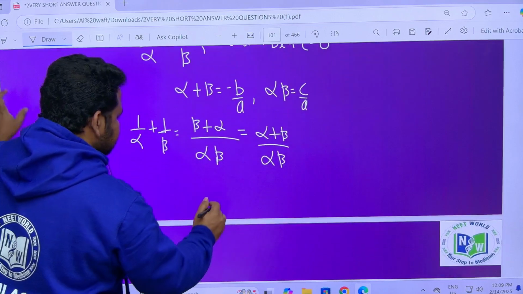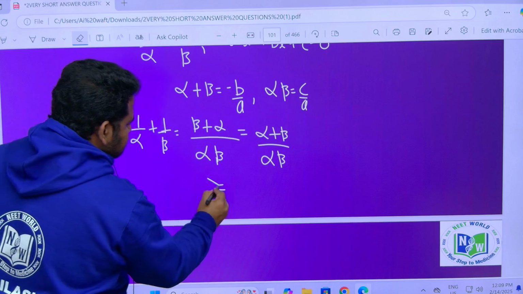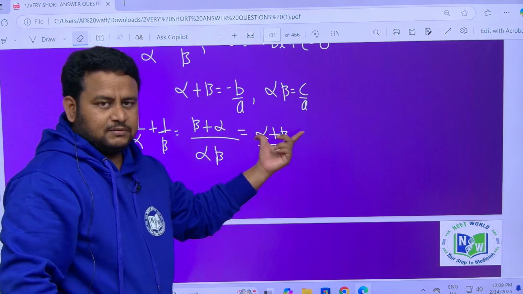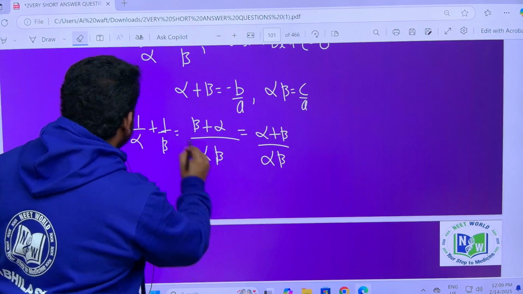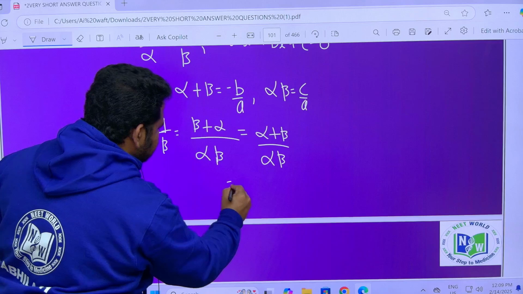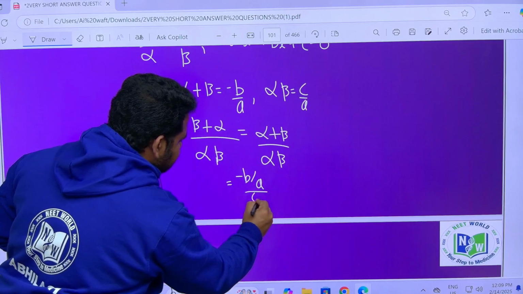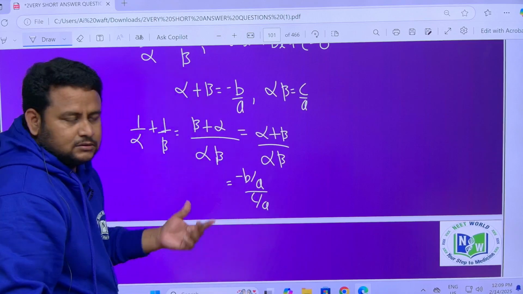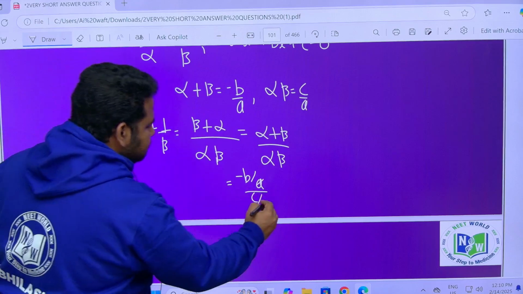Sum of the roots is given by, friends, here we have sum of the roots, here we have product of the roots. Sum of the roots is given by minus b by a, and product of the roots is given by c by a, right? So here what is common? A is common, so I can cancel. So this will be equal to what?